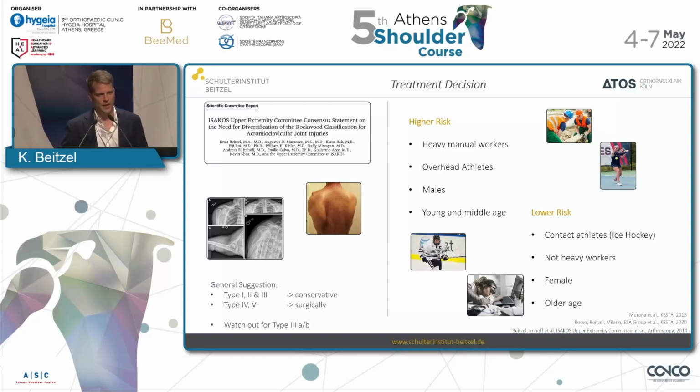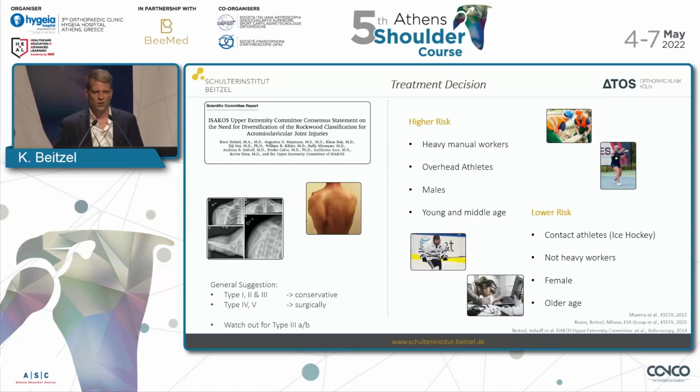So for the decision making, I try to use this edition of the Rockwood classification, which we published together with the ISAKOS Upper Extremity Committee, which is now 10 years old. And we have learned that it's not only looking at the imaging, it's also trying to understand the function of the patient, trying to pick these patients who are not able to cope with their scapula. And in addition to imaging and scapular motion re-evaluation of the patient, I also switched to a kind of risk stratification of my patients.